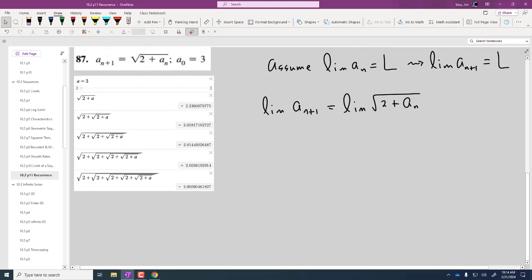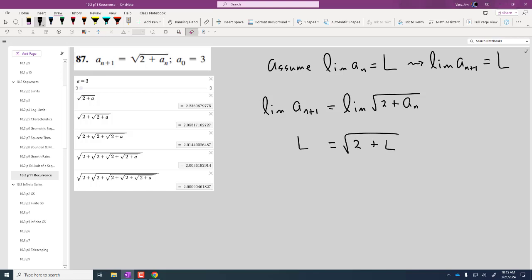And then we take the limit. Once again on the right, the limit is very stealth. It can move through continuous functions. The square root is a function that is continuous. We know what square root looks like. It's continuous. The limit can squeeze right through it. And so this will end up being the square root of 2 plus L.